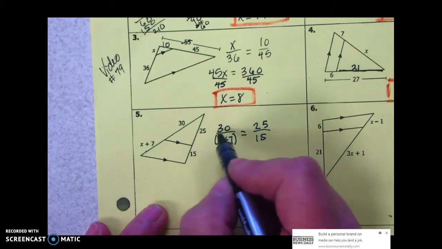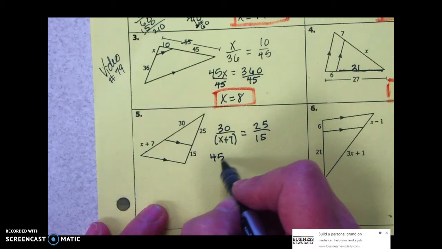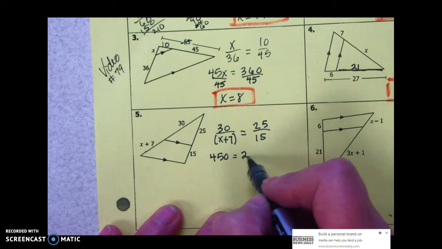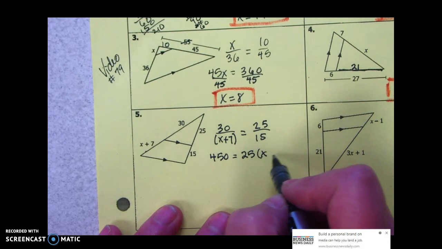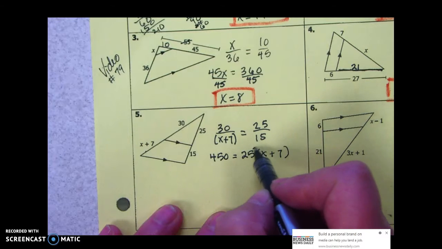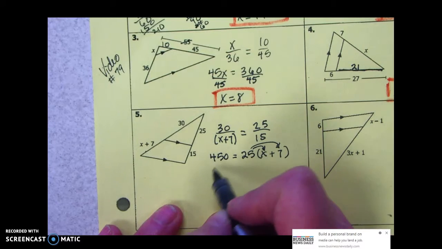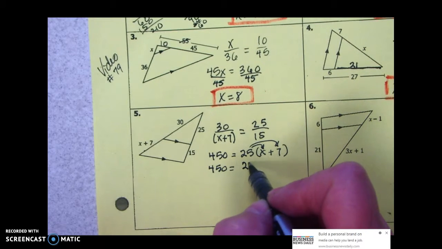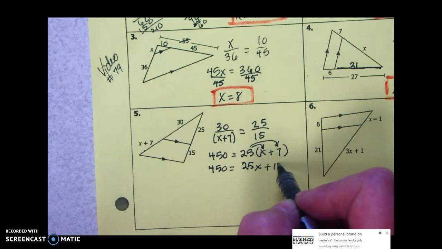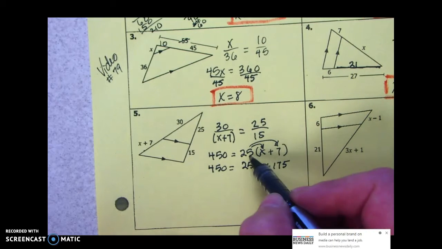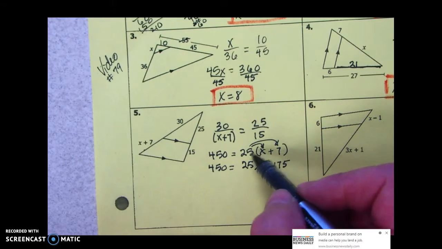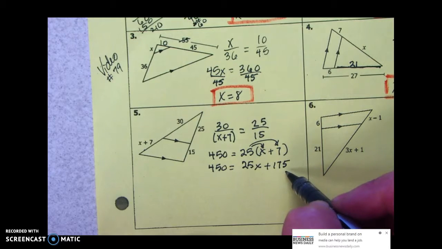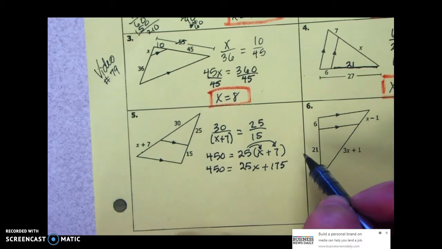So then I cross multiply 30 times 15, 450. And then I'm going to write that out separately. 25 times x plus 7. Now I'm going to distribute. So 450 equals 25x plus 175. Quick way to figure out multiples of 25, think of them as quarters. If I have 7 quarters, how much would I have? $1.75. So just no decimal.